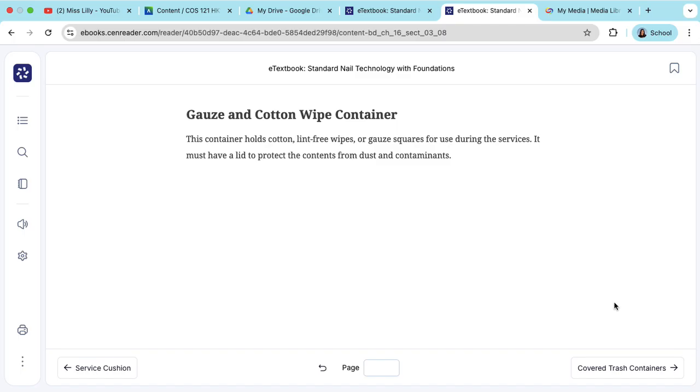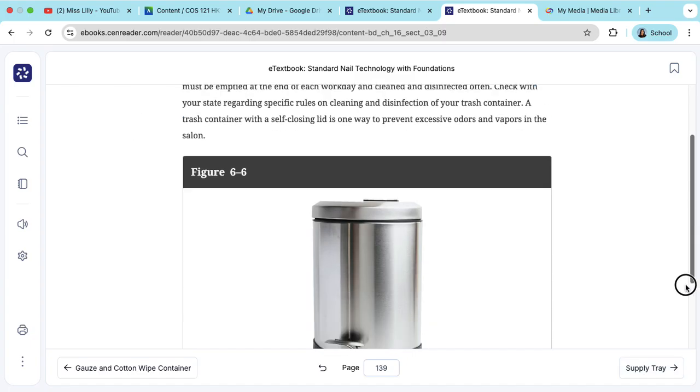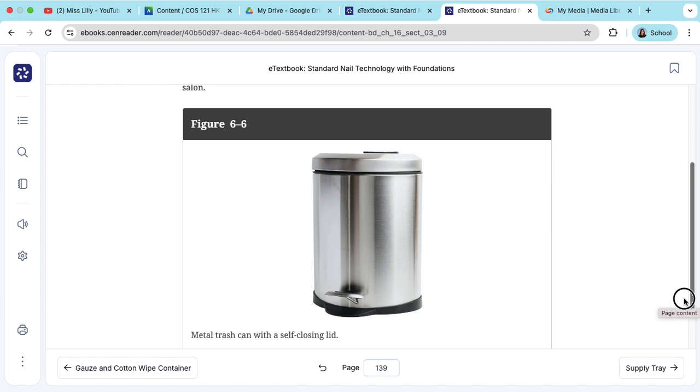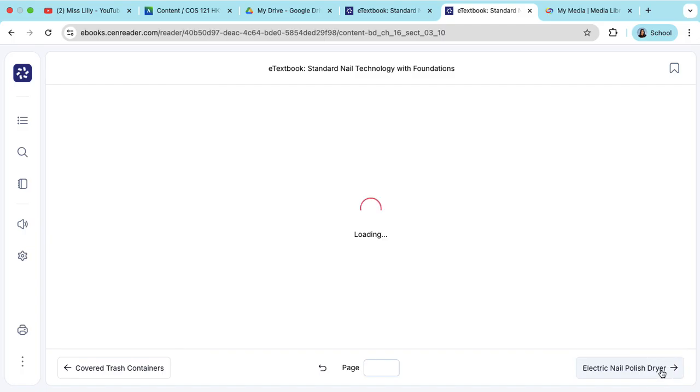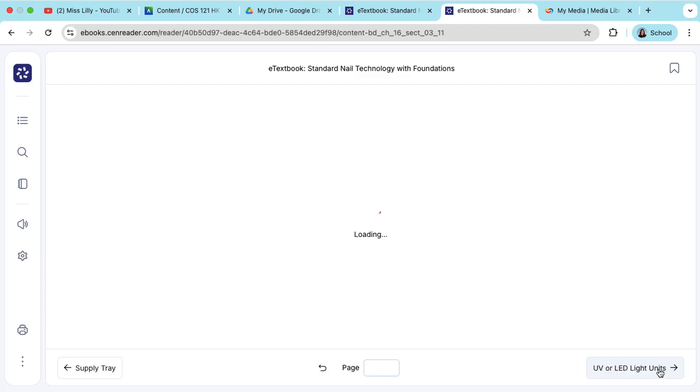Gauze and cotton wipe container. This container holds cotton, lint-free wipes, or gauze squares during services. Covered trash containers. You will put it back inside your covered trash container. Supply tray. A supply tray is where you put your implements so you can work.